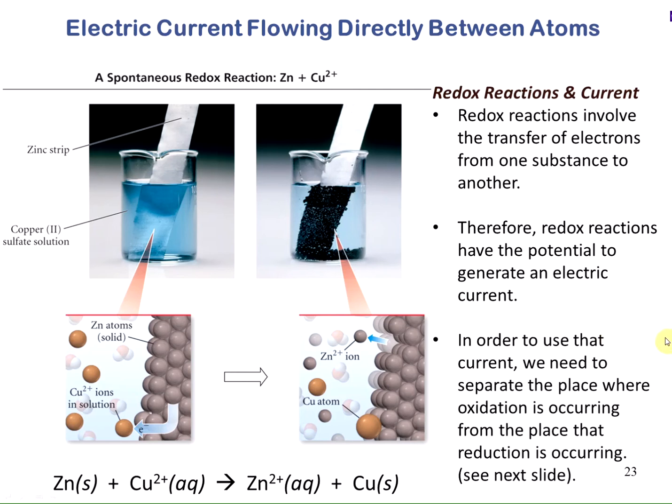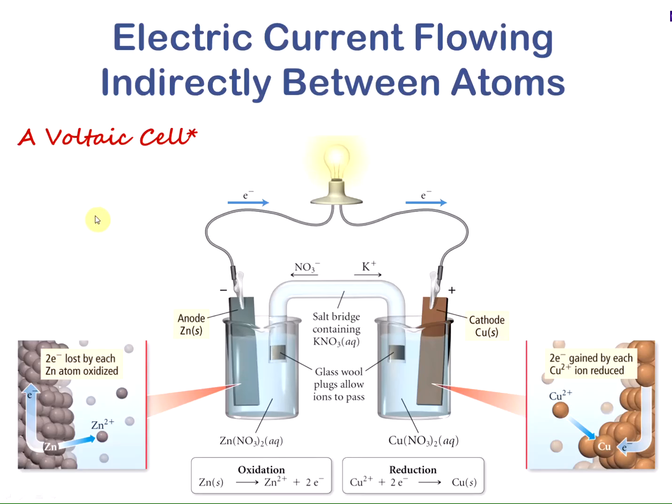And in order to use that current, we have to separate the place where oxidation is occurring from the place that reduction is occurring. So we have to be able to separate the zinc portion and the copper portion so that we can capture that transfer of electrons. So a voltaic cell is how we separate out those two half reactions. And if you would watch the other video that we have for you on a voltaic cell, it does a really good job of breaking down the components of a voltaic cell.